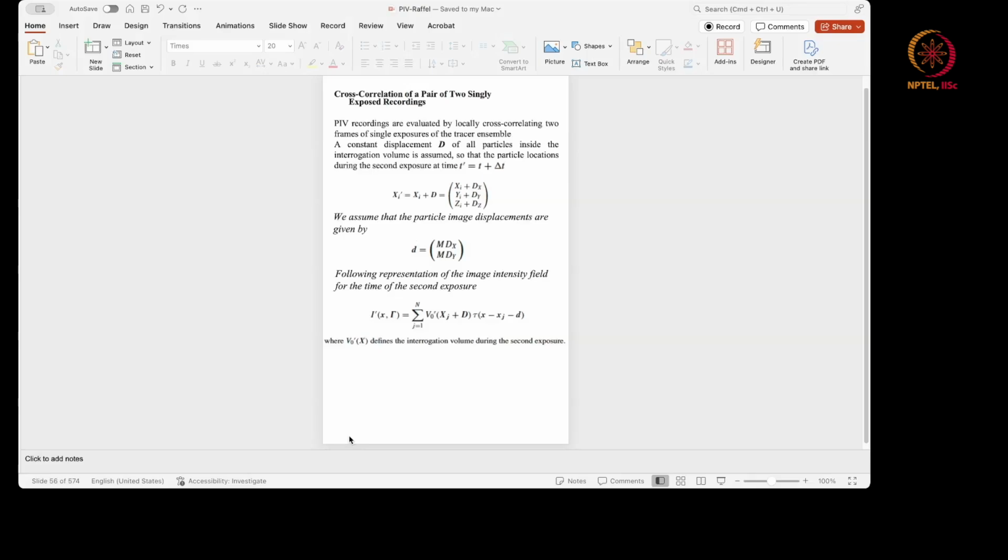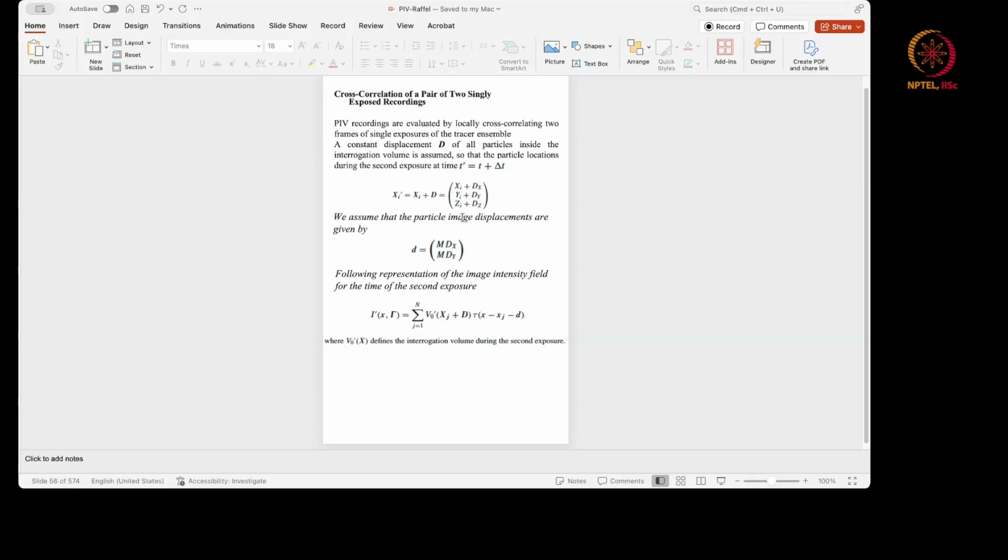So the cross correlation of a pair of singly exposed recordings. The PIV recordings are evaluated by locally cross correlating 2 frames of single exposure of the tracer ensemble. So again, what you have is a constant displacement d of all the particles inside the interrogation volume, remember this is the object plane, is assumed. So the particles during the second exposure lie at a distance xi plus d, which has 3 components. This we have seen already.